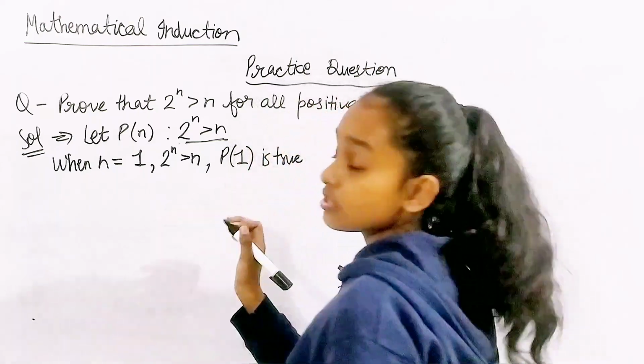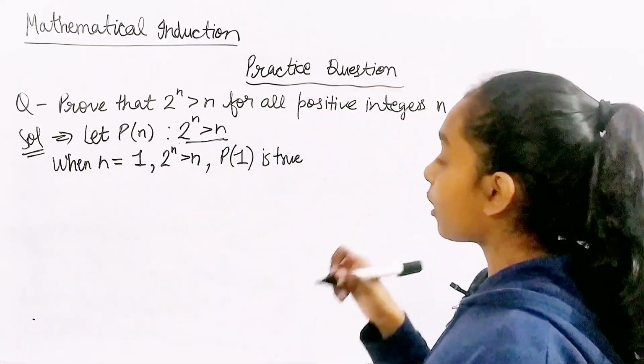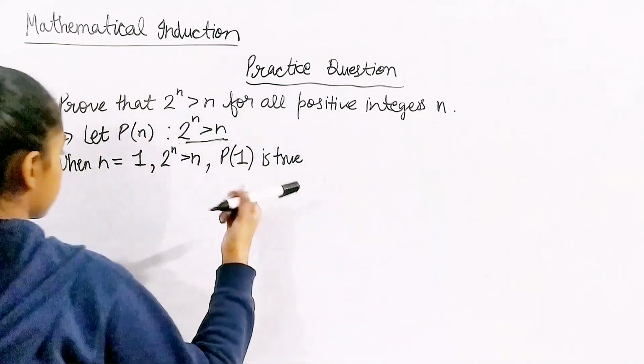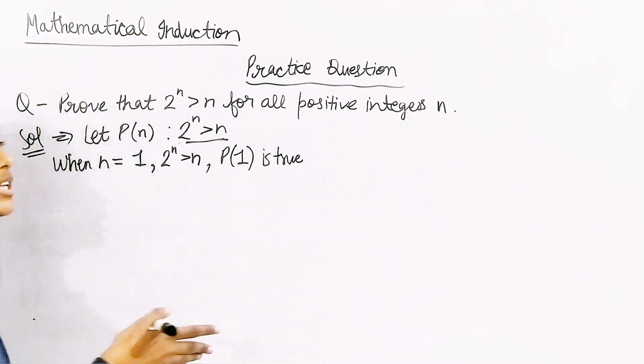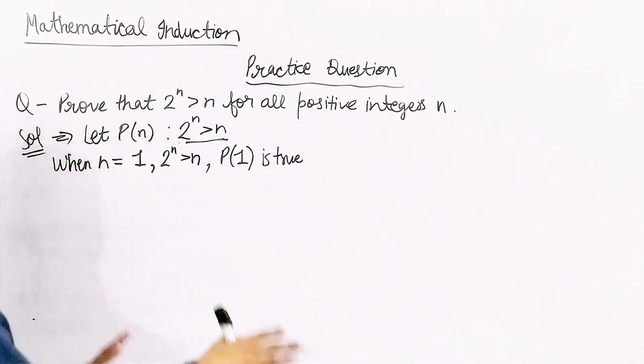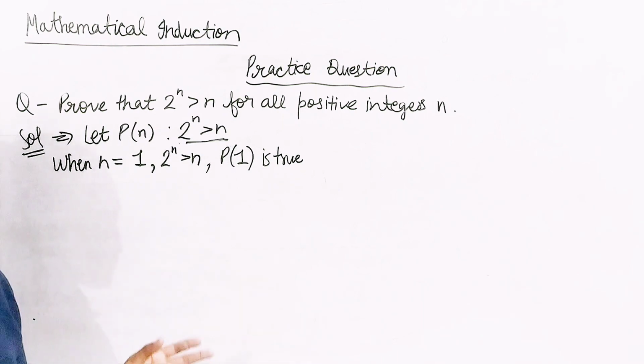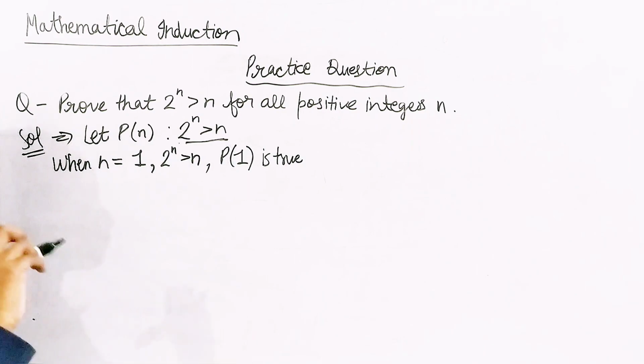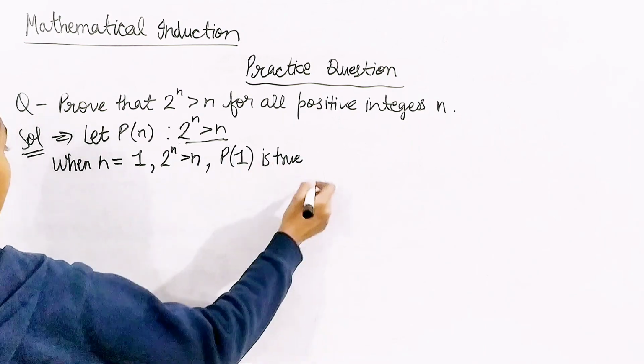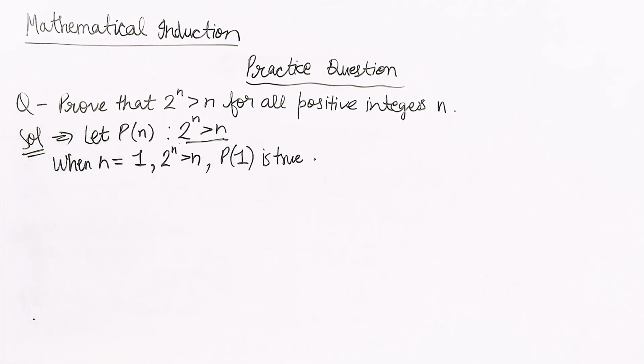Okay, now the next step I'll do: P(1) is true, so the next step is going to be our induction hypothesis, which is actually part of the inductive step. So we're going to do the inductive step. In the inductive step, we're going to take a value P(k). One thing is confirmed, that P(1) is true.